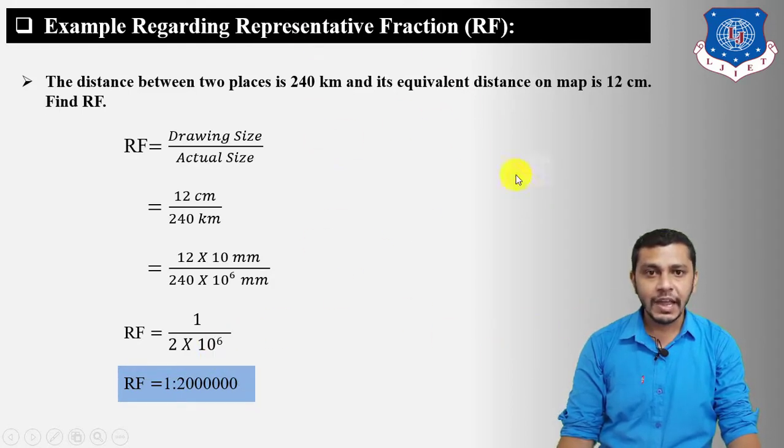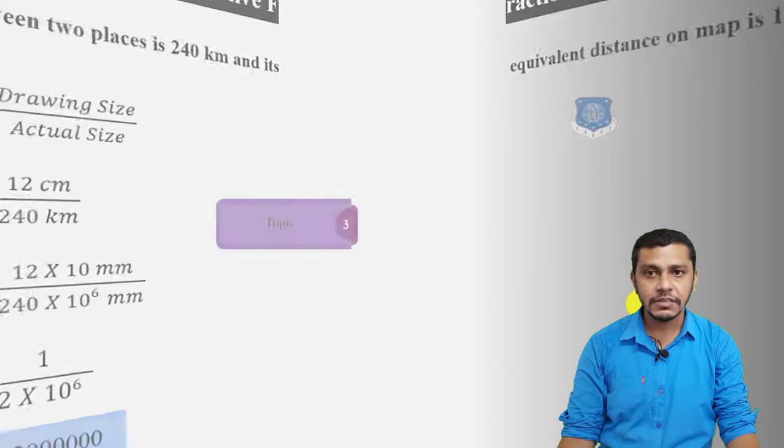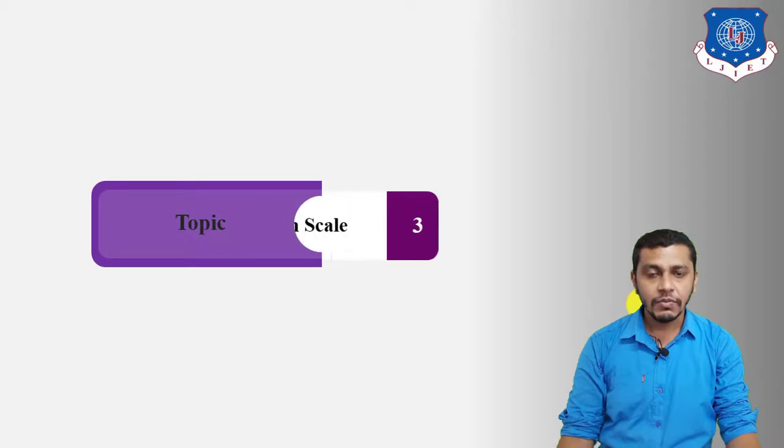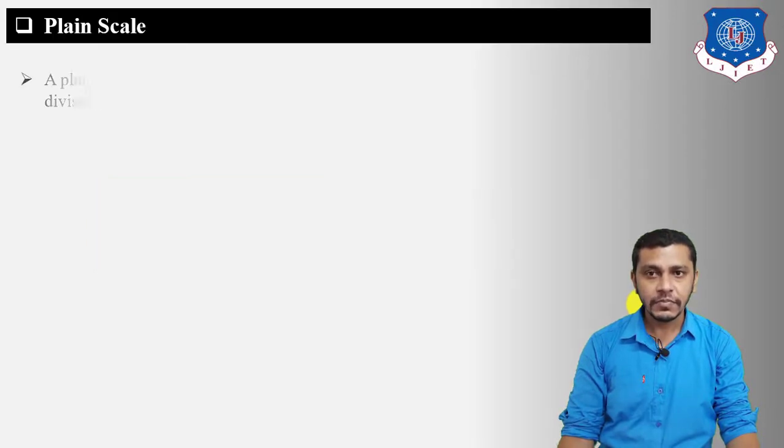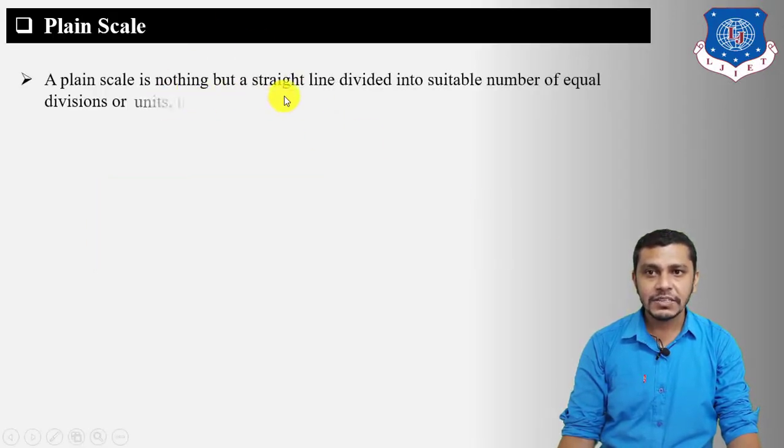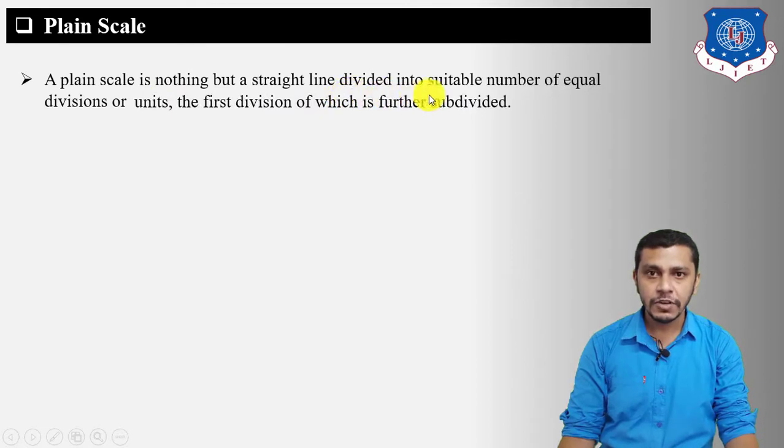Now by using the RF and the unit conversion, let us see the next topic, which is plane scale. So what is a plane scale? A plane scale is nothing but a straight line divided into a suitable number of divisions or units, and the first division of which is further subdivided into subdivisions.